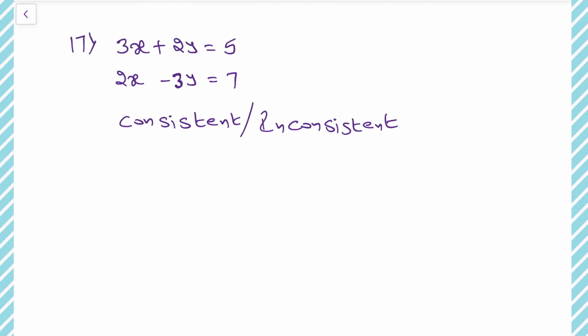Next, 3x plus 2y equals 5 and 2x minus 3y equals 7. So these two equations, a pair of linear equations in two variables, are given, and he is asking in the question to check whether those are consistent or inconsistent. So what exactly do consistent and inconsistent mean? If at least one solution is there, then those kind of equations are considered as a consistent pair. Otherwise, an inconsistent pair.